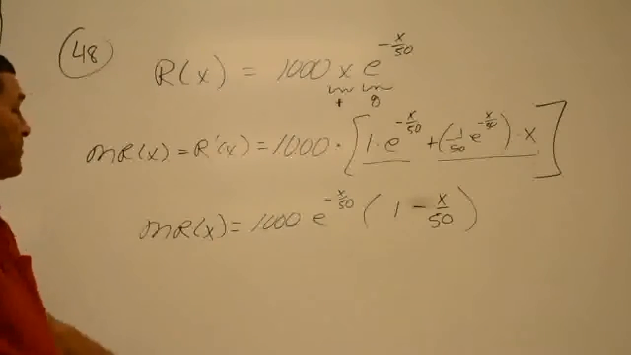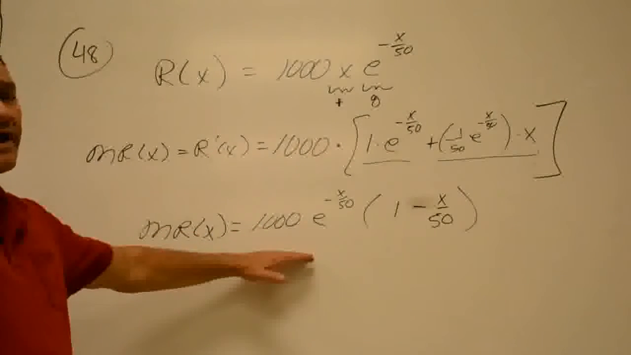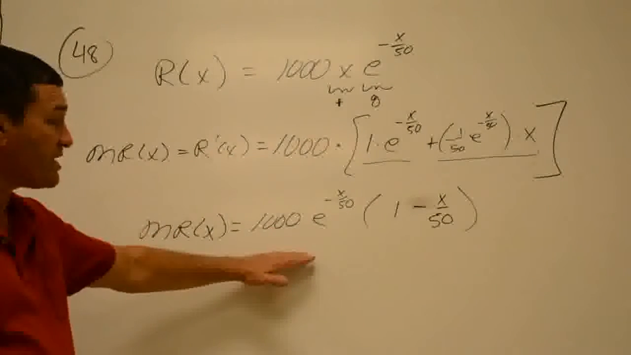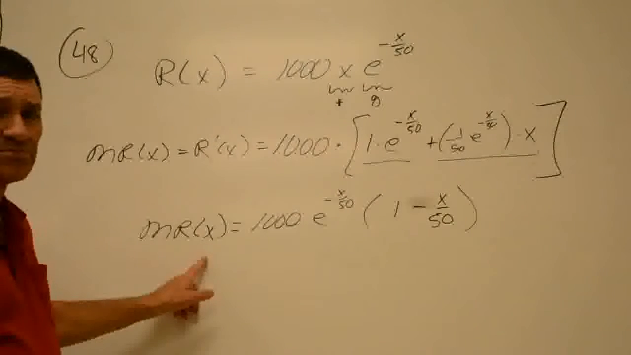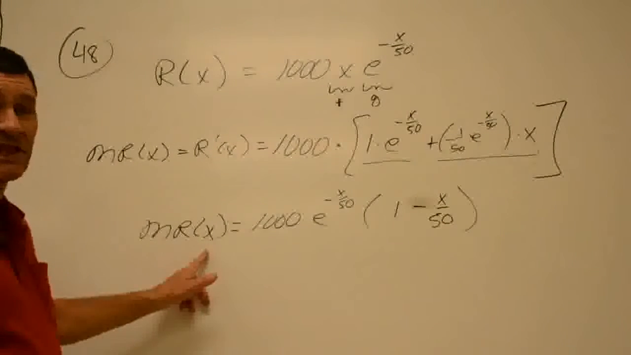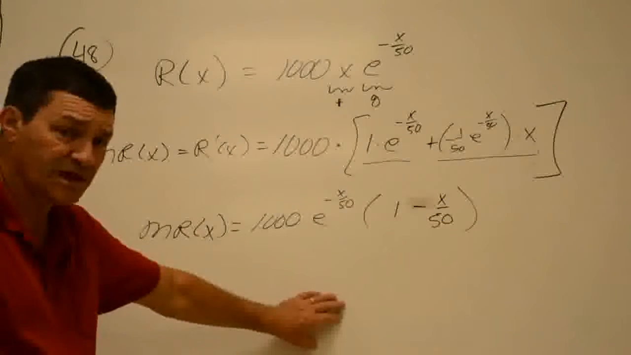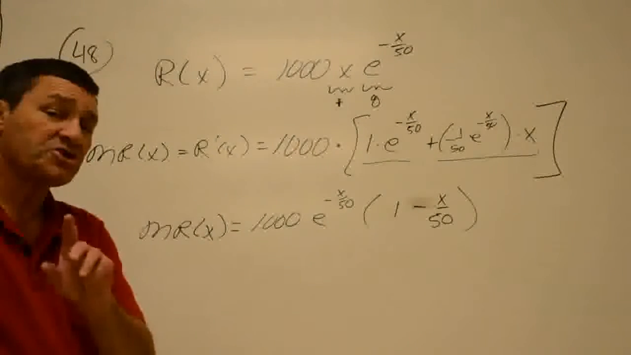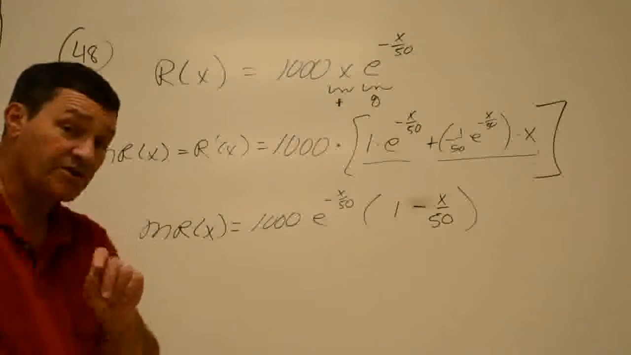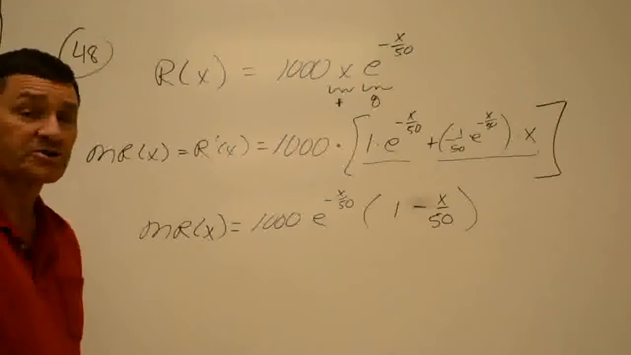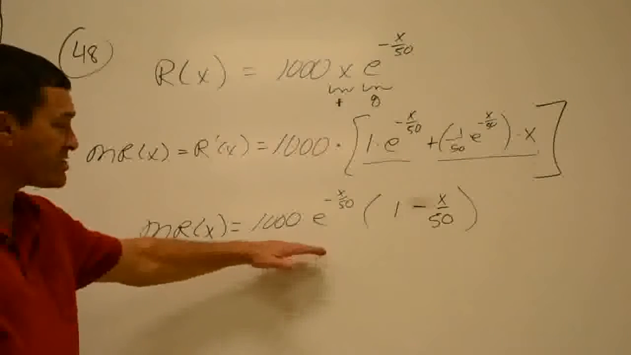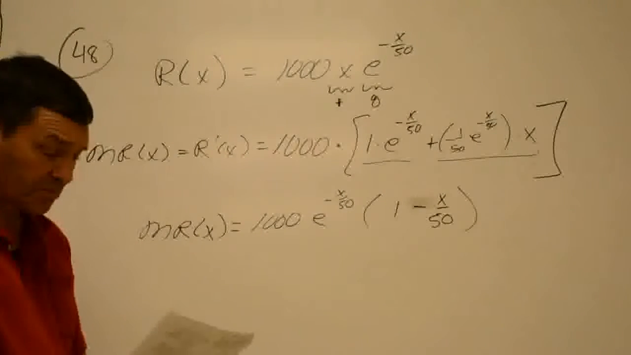They don't want us to use it. If you were asked to make some conclusions from this, again, x is how many items you're producing. Well, what if I'm currently producing 10 items? Well, find the marginal revenue of 10, and the number that you get is how much your revenue would change if you increase production from 10 items to 11, if you increase production by 1. But they don't ask us to do that on this particular problem.